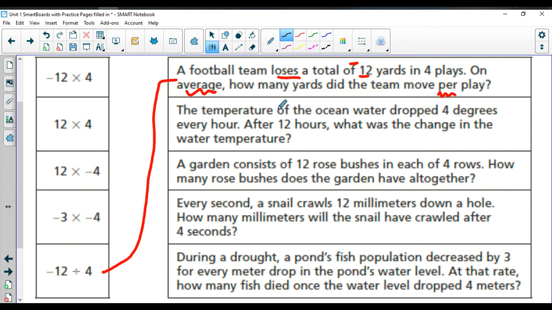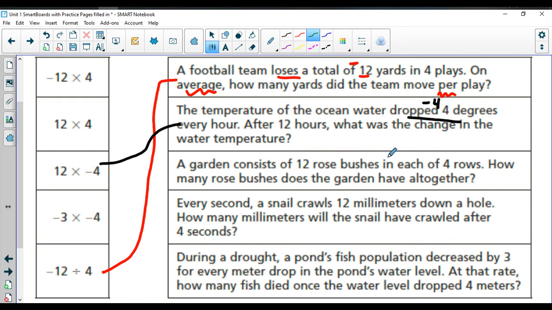The next one that we have, the temperature of the ocean water dropped 4 degrees every hour. After 12 hours, what was the change in the water temperature? So it's dropping 4, so that's a negative 4, 12 times because it's every hour. So a negative 4 times 12, and I actually see that right here. So those are going to match up together.